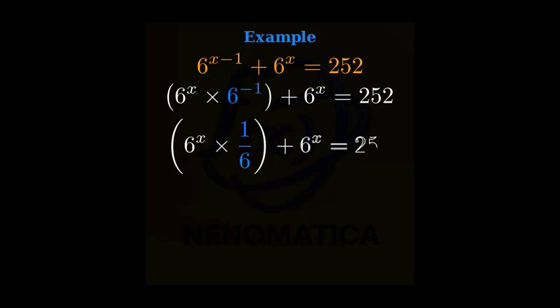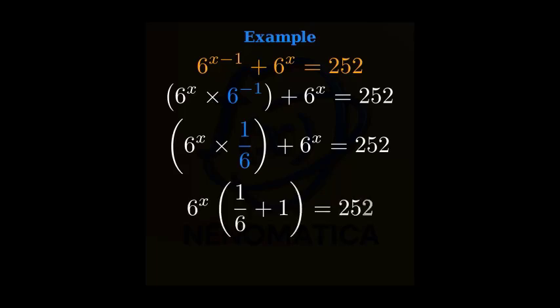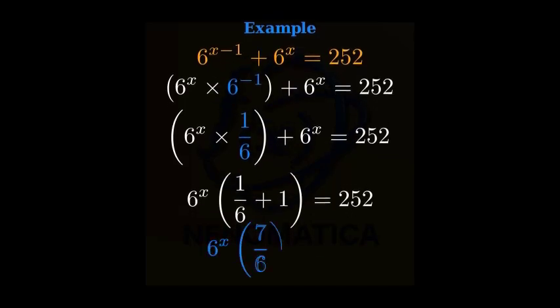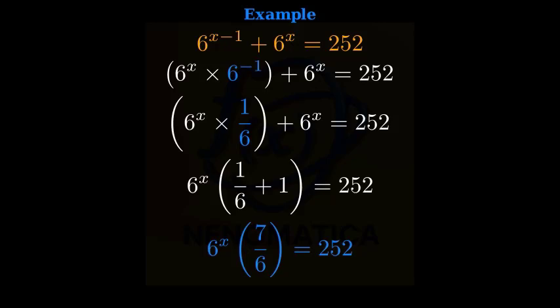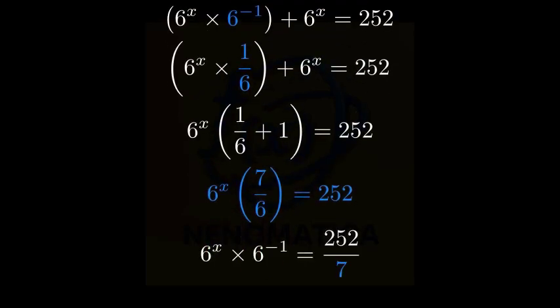Now, we know that 6 to the power of negative 1 is the same as 1 over 6, so we substitute that in. Looking at our equation, we can see that we have 6 to the power of x multiplied by 1 over 6 plus 6 to the power of x again. We can factor out 6 to the power of x from both terms. Let's simplify what's inside the parentheses. We have 1 over 6 plus 1, which equals 1 over 6 plus 6 over 6, which gives us 7 over 6. Now we have 6 to the power of x times 7 over 6 equals 252.